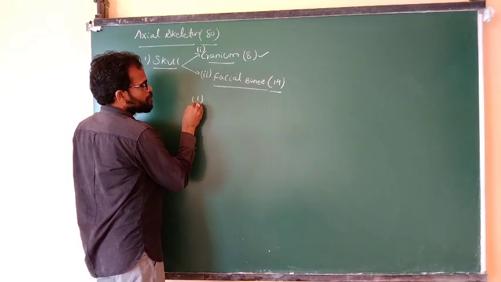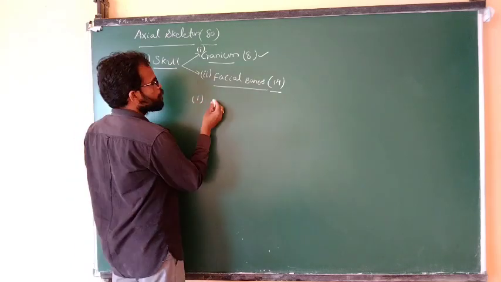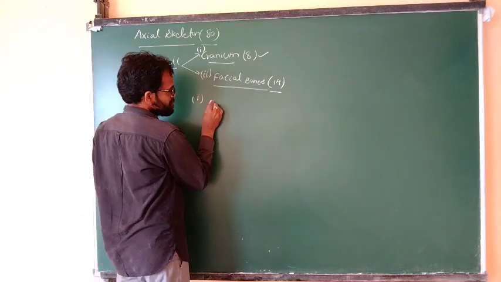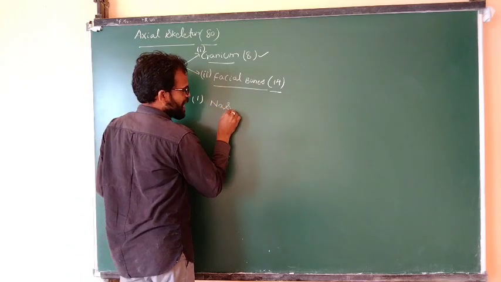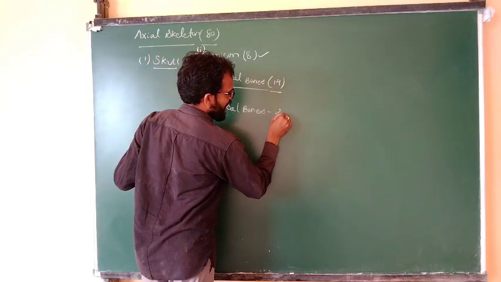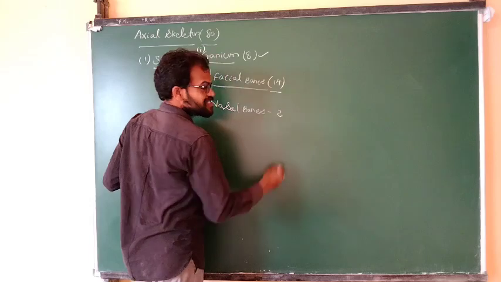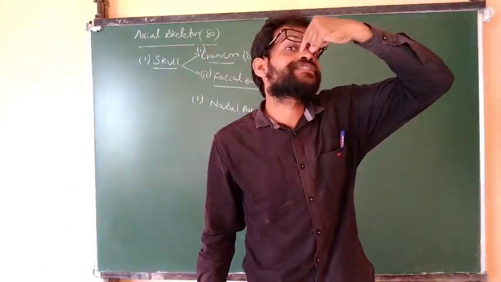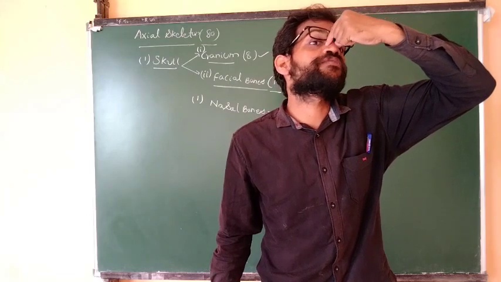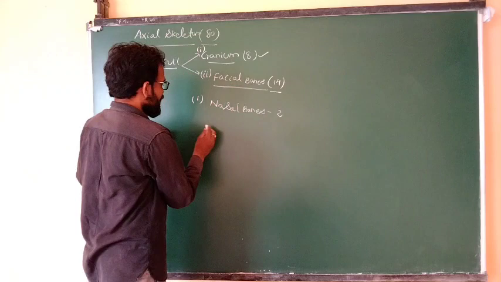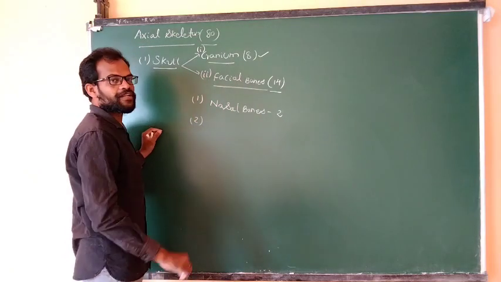The first facial bones are the nasal bones. What are the bones? Nasal bones. How many nasal bones are present? 2 bones. The nasal bones, 2 nasal bones.